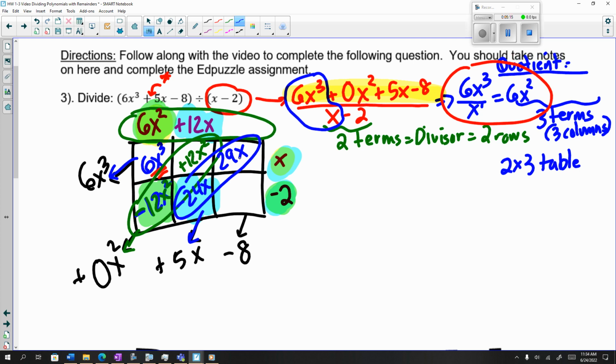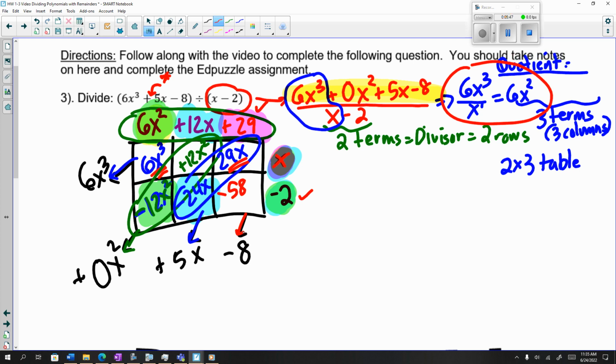And then lastly, we go up top and ask, what will this have to be to multiply x by what to get 29x? So again, you're really dividing in your head. You're doing 29x divided by x, which is 29. So if you multiply 29 times x, you get 29x. Then multiply 29 by negative 2, which is negative 58. Now, we should have obtained negative 8 if this worked out nicely, but it did not.